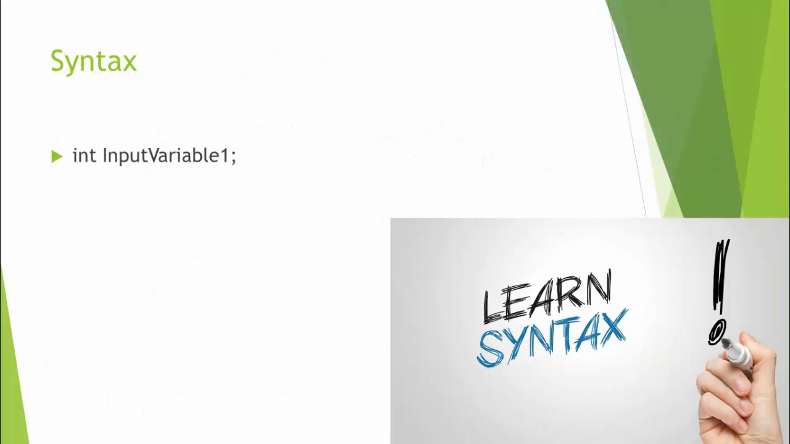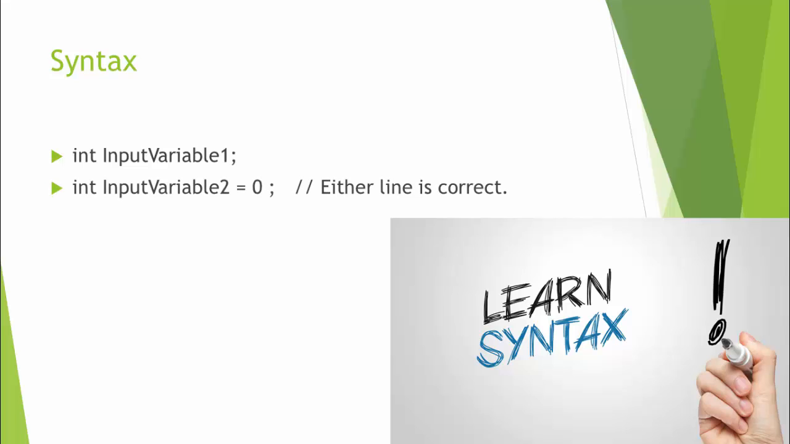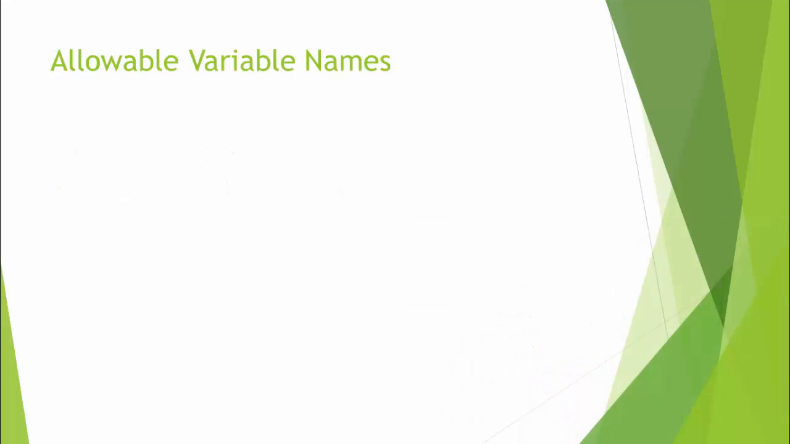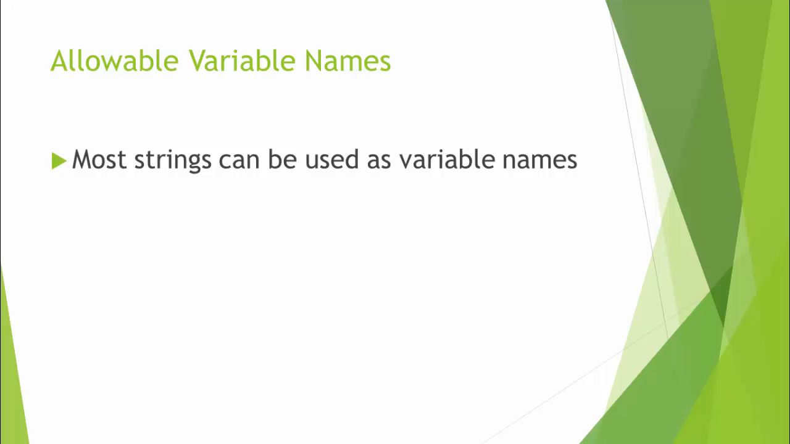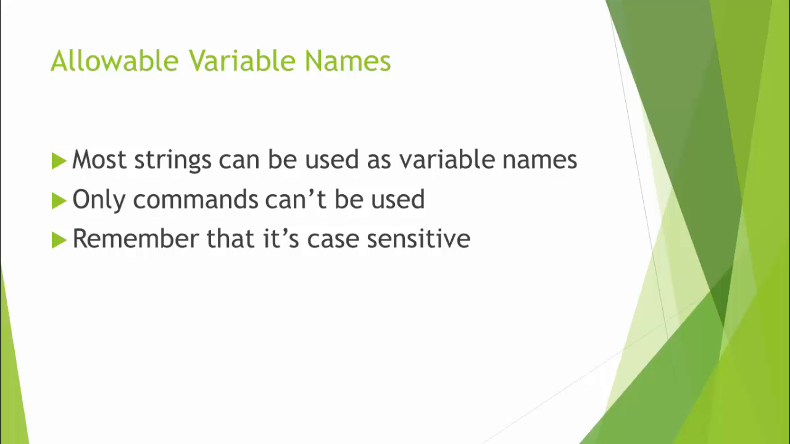The syntax is very simple. If we want to declare an integer, we can just declare int and then give its name. If we want to initialize that variable, we can give it an initial value. Either one of those possibilities can be used. In terms of what names might be used, virtually any name can be used for a variable. However, you can't use something that is already known as a command within the Arduino language. You should remember that your variable names are case sensitive.